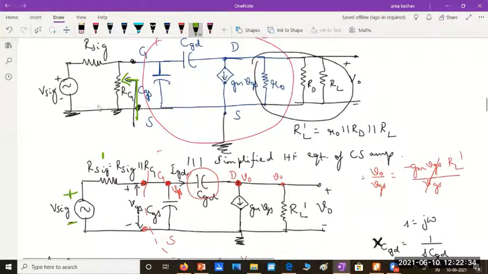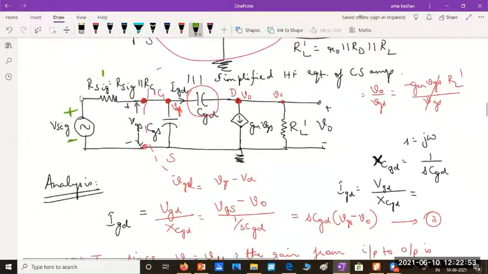And in this part of the circuit, whatever is there, I have written as it is: CGS between gate and source, CGD between gate and drain, the current source GM-VGS in parallel with RL dash, replacing all these three resistors in parallel. So this will be the simplified small signal high frequency equivalent model of the common source amplifier.